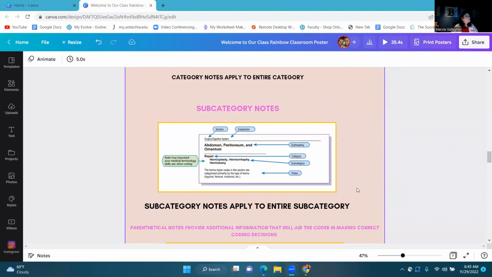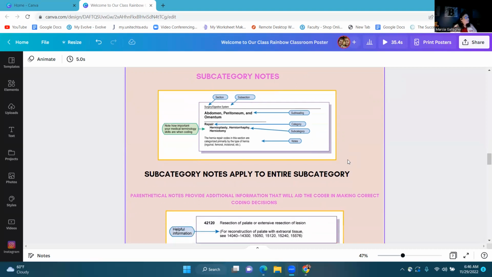Subcategory notes. Subcategory notes apply to the entire subcategory. So let's see. This is your subheading. This is your category. This is your subcategory. And at the bottom is notes. I know this seems a little redundant because obviously if you're looking up your CPT codes and you're seeing the notes, you should automatically read them. But I just want you to understand how important these notes are.